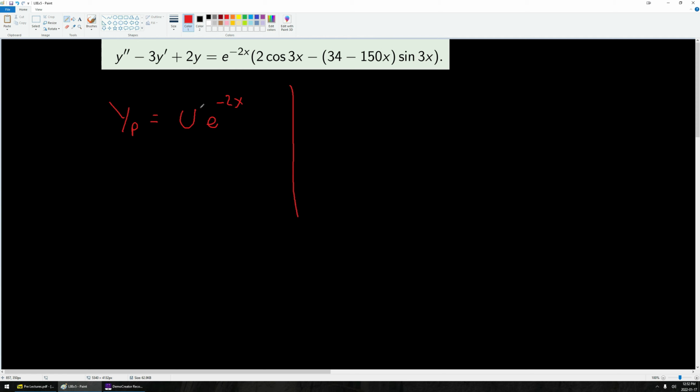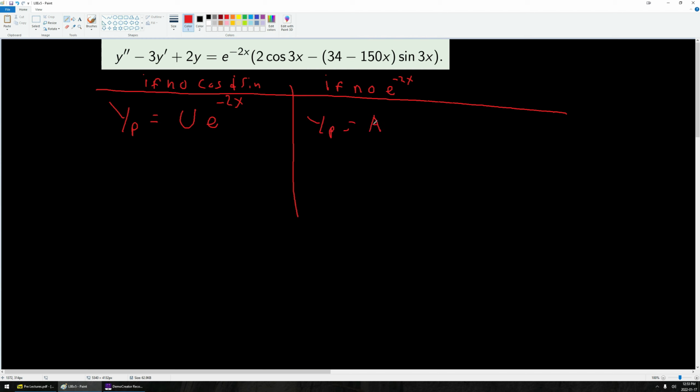Now, if we did not have this e to the minus 2x term, then we could make the ansatz that y sub p is equal to some polynomials, say a of x cos of 3x plus some b of x sine of 3x.